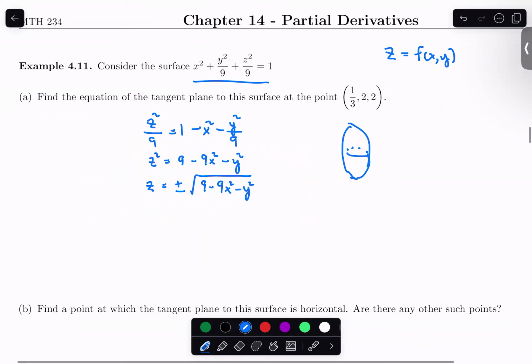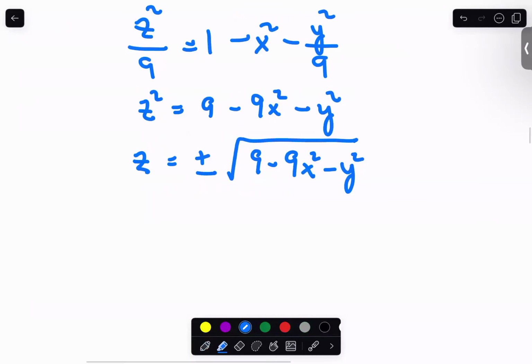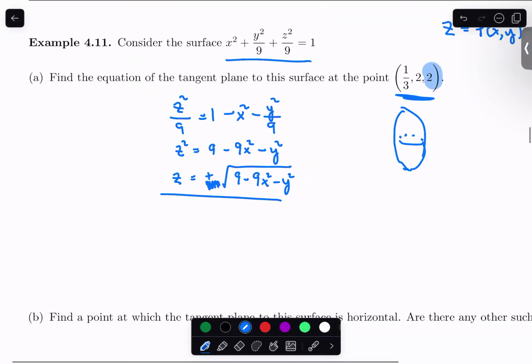I would still like to find the tangent plane equation, because I want my tangent plane at a very specific point, the point 1/3, 2, 2. In particular, I notice that the z value, the output, is a positive 2. If it was a negative 2, that would be on the bottom half. Because it's a positive 2, it's on the top half. So if I would like to get the tangent plane equation when the z value is 2, I'm going to be choosing the top half of my ellipsoid. Now I have a z equals equation that I can find tangent planes for, at least on the top half. This won't help me on the bottom half, but luckily we only care about the top half for now.